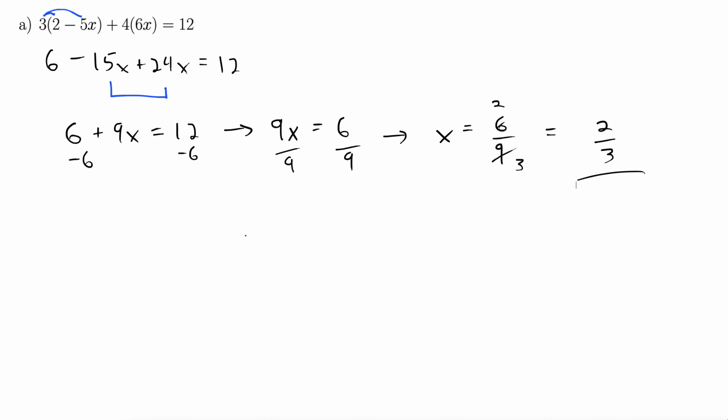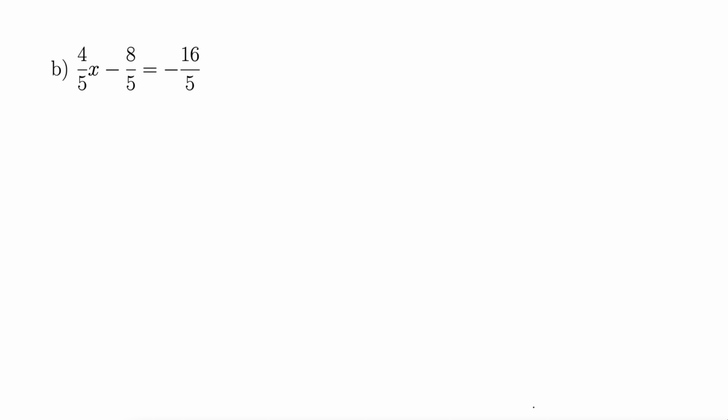Let's try another one. This one has some fractions. 4/5 x minus 8/5 equals negative 16/5. And here we're going to use one of the most useful tricks in the course. It's called clearing fractions. The reasoning behind this is fractions are hard to work with, and numbers without fractions aren't. So anytime we can get rid of fractions, we should get rid of fractions.